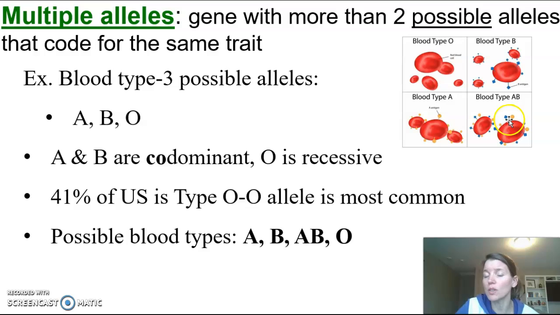You still only get 2 alleles, 2 letters for blood type, but they're all the same trait. It's all blood. So it doesn't matter if you have O blood like I do or A blood like my husband does, it's all blood. So there's multiple alleles, multiple different combinations of alleles for the exact same trait.